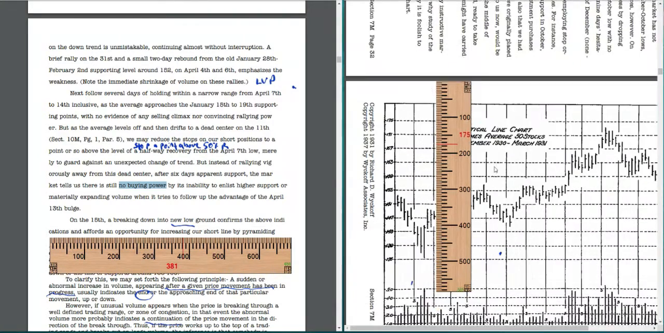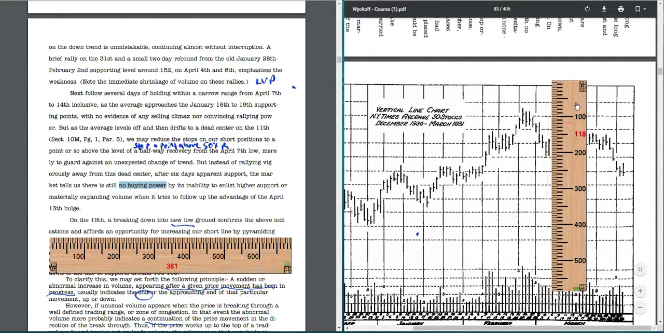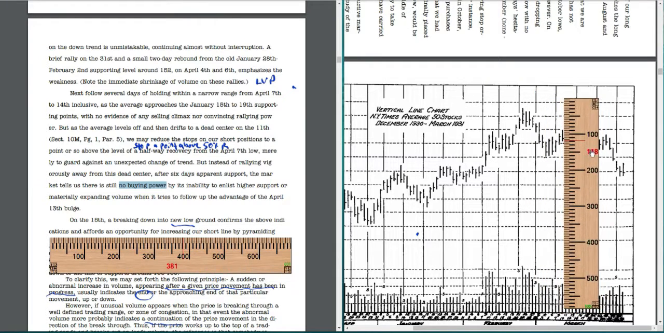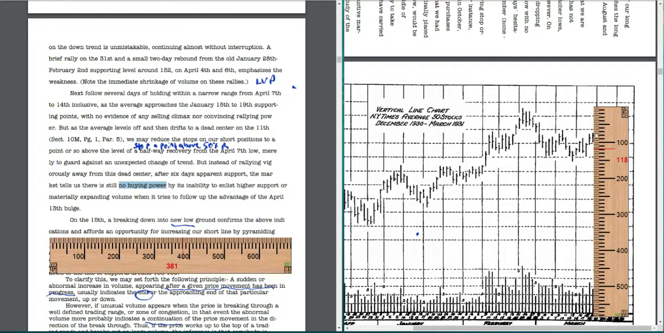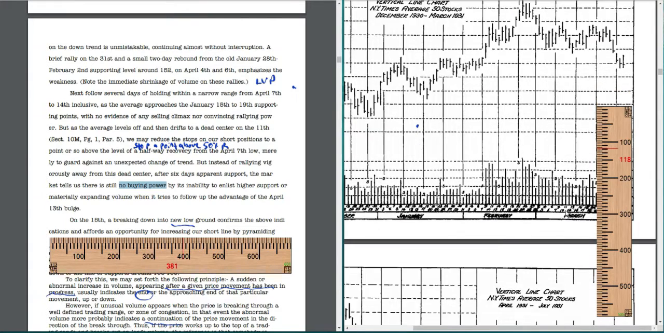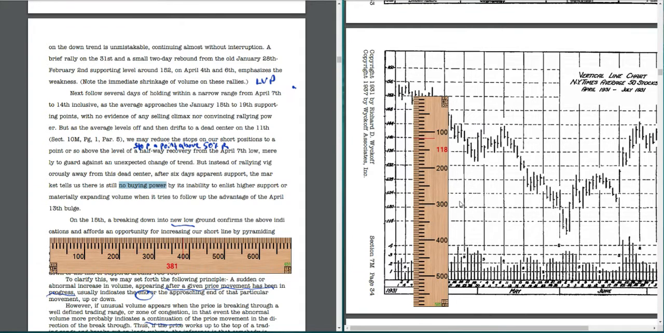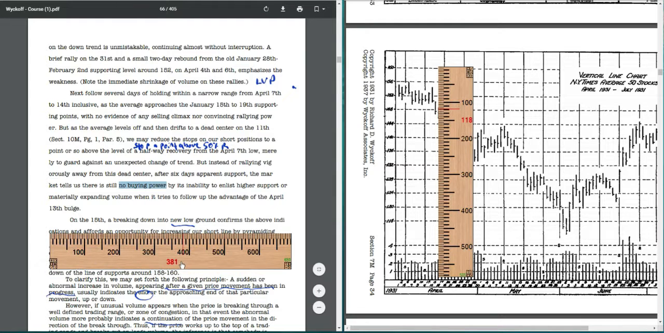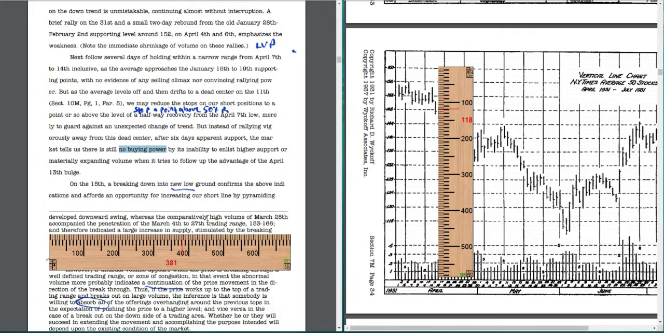So let's just go quickly over the areas where he shorted that I recall. One was, I think, here. Second was here, halfway back. He doesn't mention the short on here, but I wouldn't be surprised if he would be okay with it. And here again on the new low right there. So increase our short line by pyramiding.